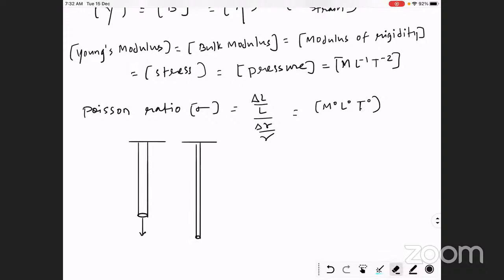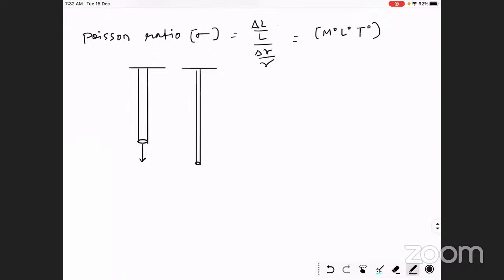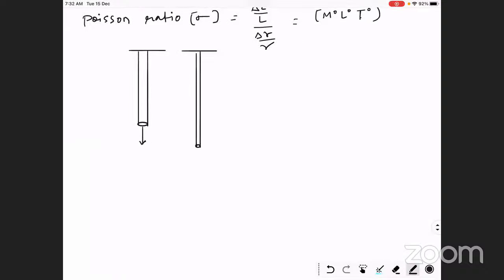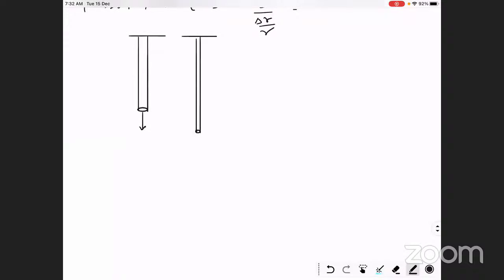Okay. The next is time period and frequency. I think you know that. What is the dimensional formula of specific heat?